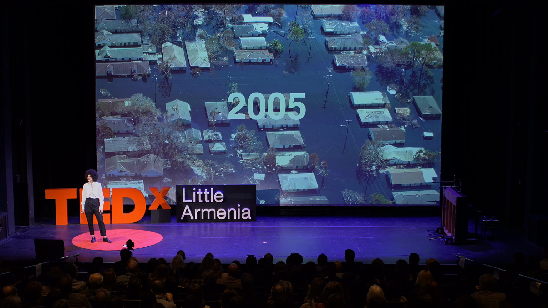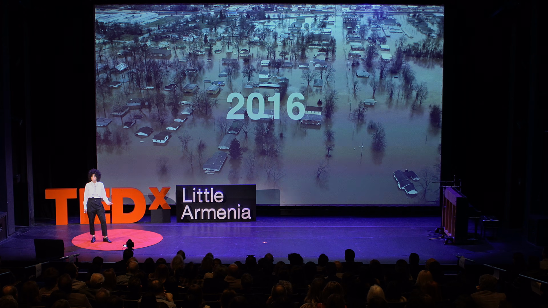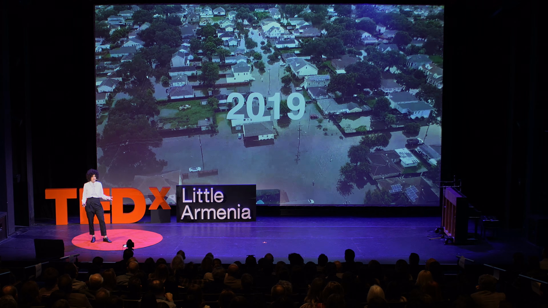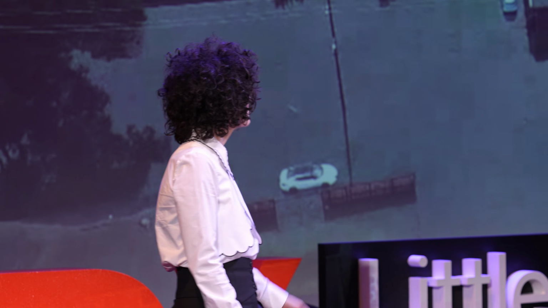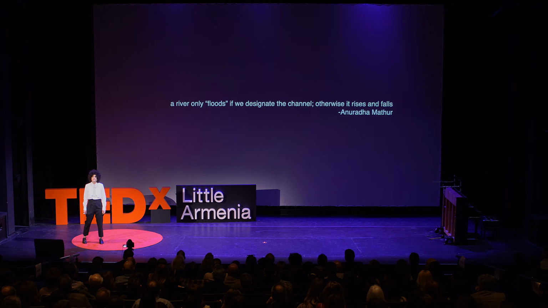in 2005 with Hurricane Katrina, when the levees were breached, in 2016, in 2019, and these events are becoming more and more frequent as climate pressures intensify, not because rivers have changed, but because our designs refuse to. In the words of my mentor, the late Anuradha Mathur, a river only floods when we designate the channel. Otherwise, it simply does what it does. It rises, it falls.